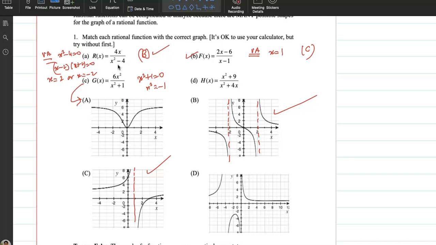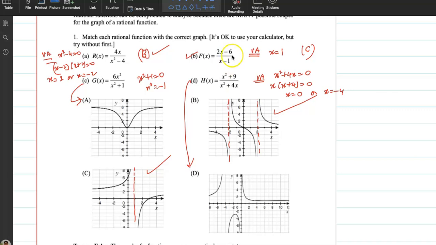This one, and then the last one. Vertical asymptote: x squared plus 4x is equal to 0, correct? Remove x common, so x is equal to 0 or x is equal to minus 4, which is d. x is equal to 0, x is equal to minus 4, which is b. There's no other option.